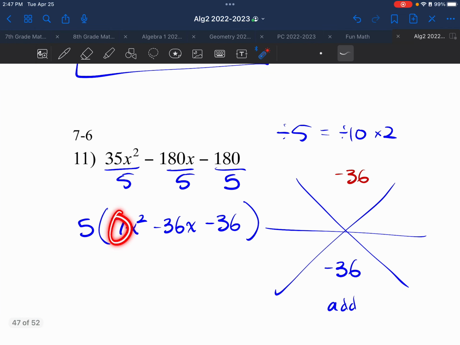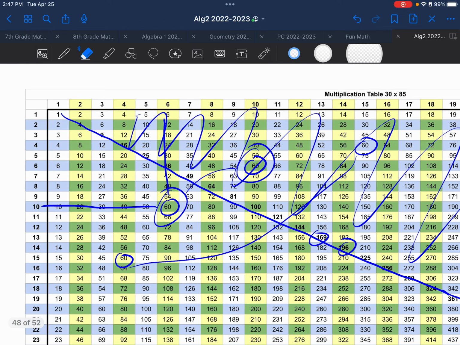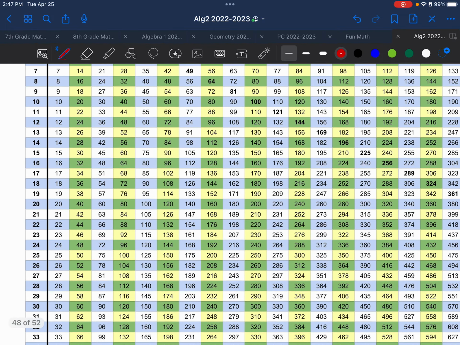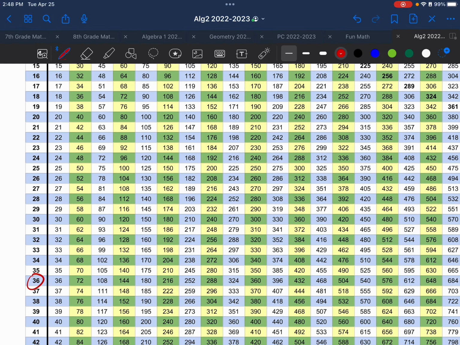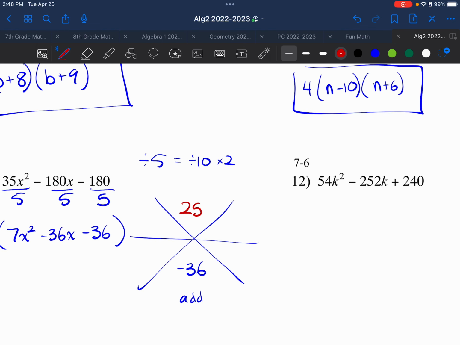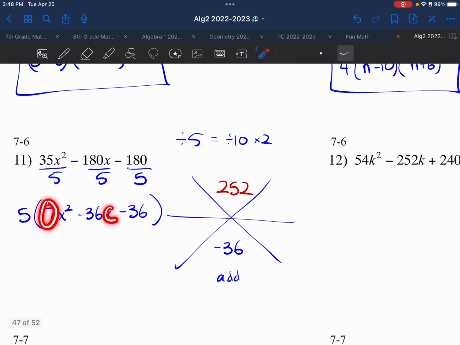Now we have a number other than 1, so 7 times negative 36 is a number that I'm going to use the multiplication table for. So 7 and 36. There's 7, and then 36 is down here, so 7 times 36 is 252. All right, so we're looking for 252. Let's come back over here. This is 252, and we also use this leading coefficient, so it's going to be 7x. So I have a 7x, 7x. Just set up my ninja star, so I'm ready to factor later.